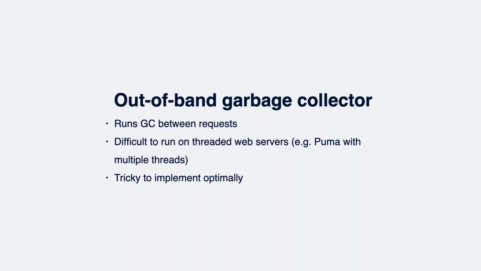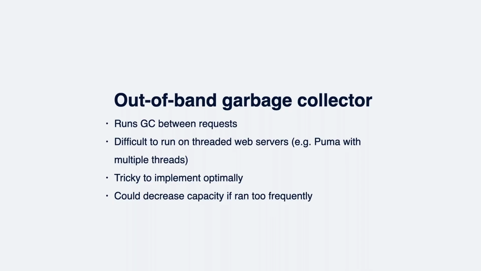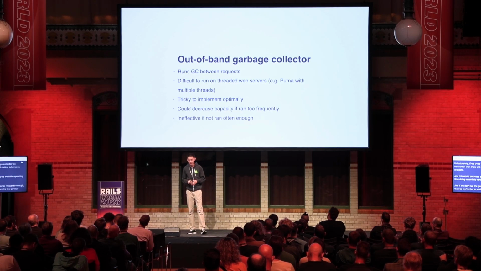The out-of-band garbage collector is tricky to implement, as we cannot look into the future to determine when the garbage collector will be run. So we have to use heuristics to predict when the garbage collector will be run. Unfortunately, if we try to run the garbage collector too frequently, then there will be long periods of stalling in between requests. And this would decrease capacity, as we would be spending time doing essentially nothing. And if we don't run the garbage collector frequently enough, then it will be ineffective, as we'll still be running the garbage collector during requests.